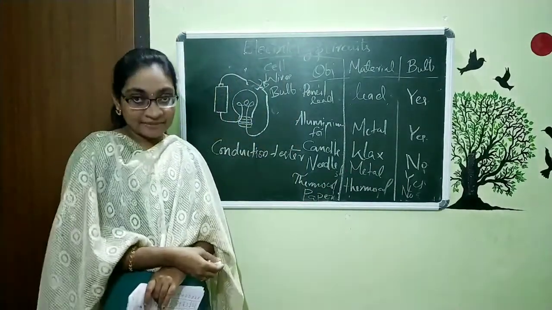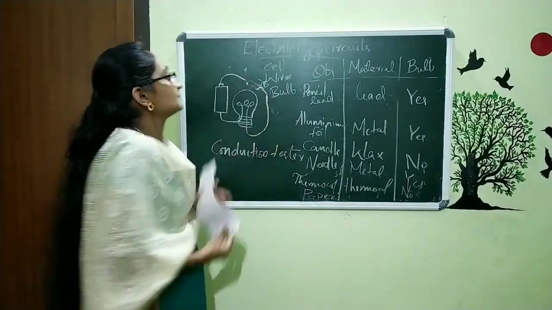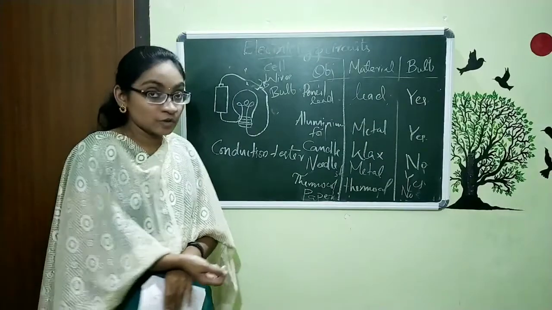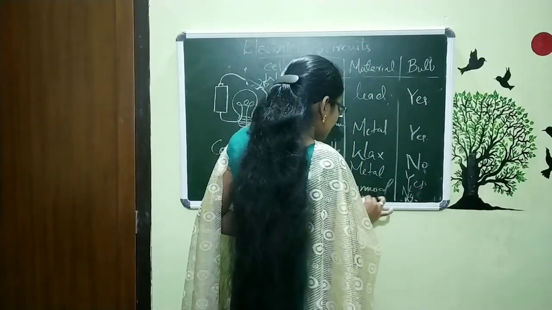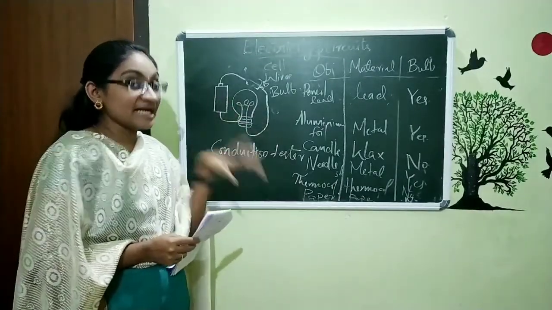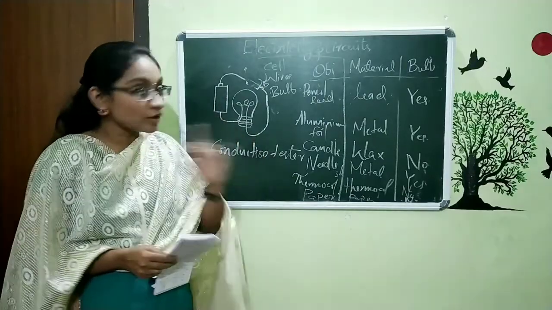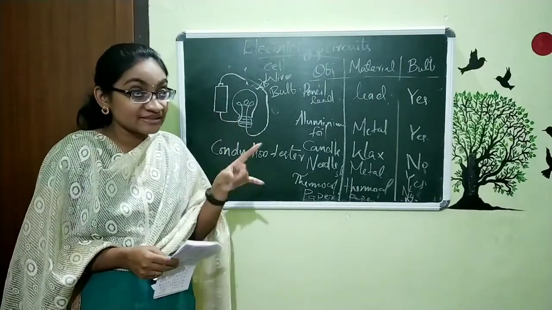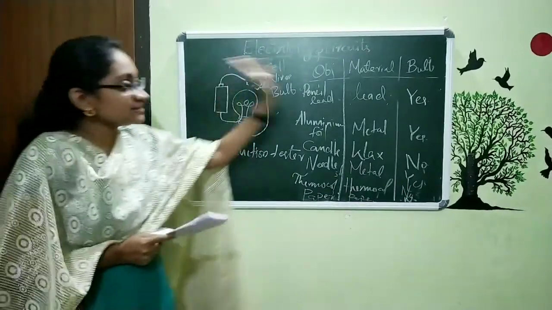For the paper, when we place a piece of paper in between these terminals A and B, what happens? Does the bulb glow? No. Here the material is paper itself. So we can say some materials which conduct electricity are called conductors, and the materials which do not conduct electricity or do not allow electricity to pass through them are called what? Insulators. So I think this table is clear.